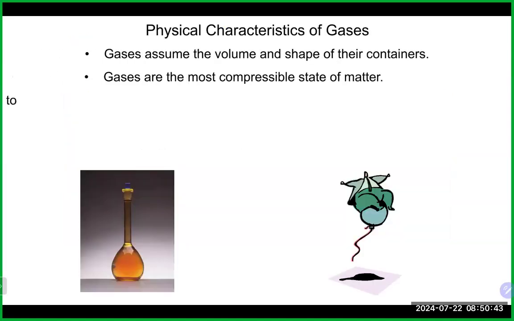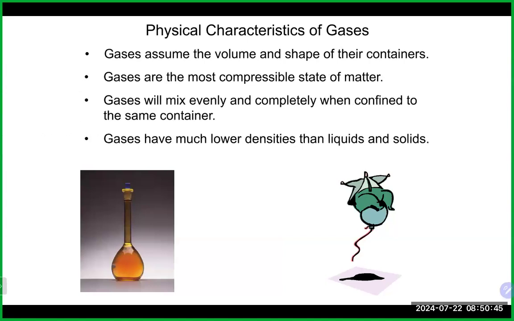Let's talk a little bit about some of the characteristics of gases. Gases assume the volume and shape of their container under sort of ideal conditions, as we'll talk about. The idea is the gas molecules are basically flying around in the container they're in. Because they're constantly moving, it's thought that they fill the container uniformly. Gases are the most compressible state of matter. Gases do mix evenly and completely, even in the same container.